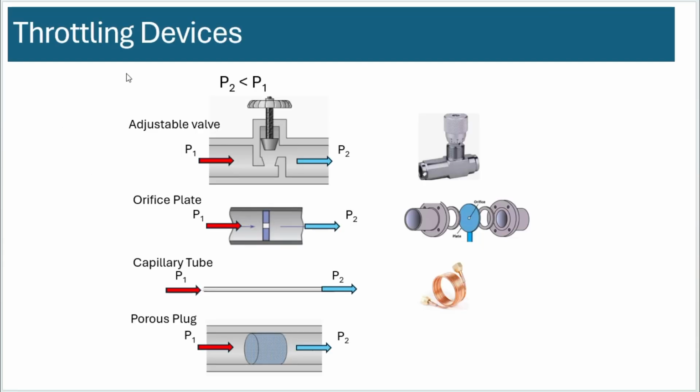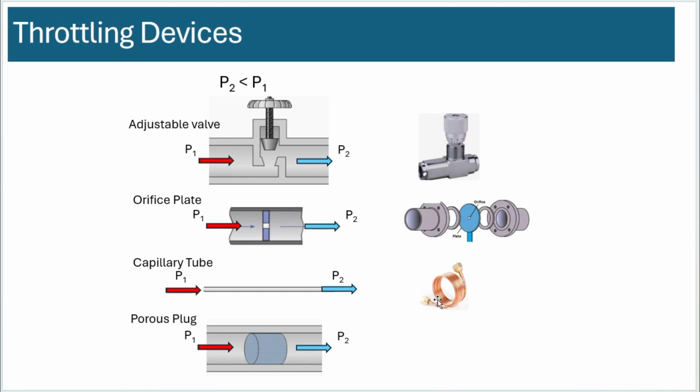Now, before we go into that, these are the typical types of throttling devices used in refrigeration and air conditioning. Okay, there's the adjustable valve where you can change the area. There's the orifice plate, which is a plate with a small orifice. There are tubes with small diameter, long tubes that look like this.